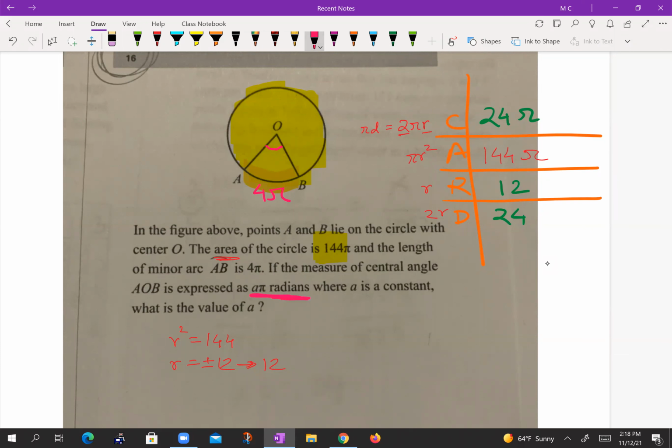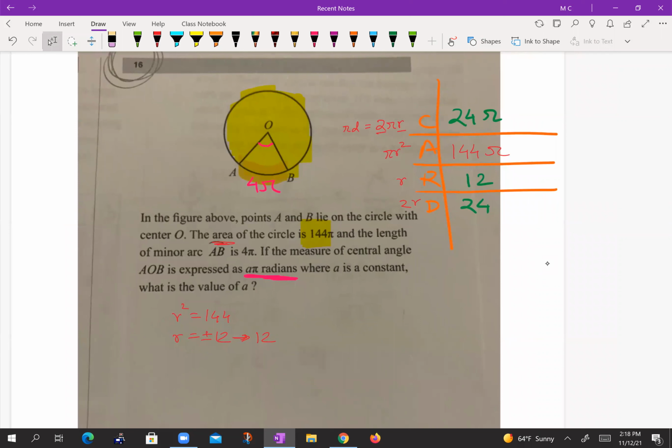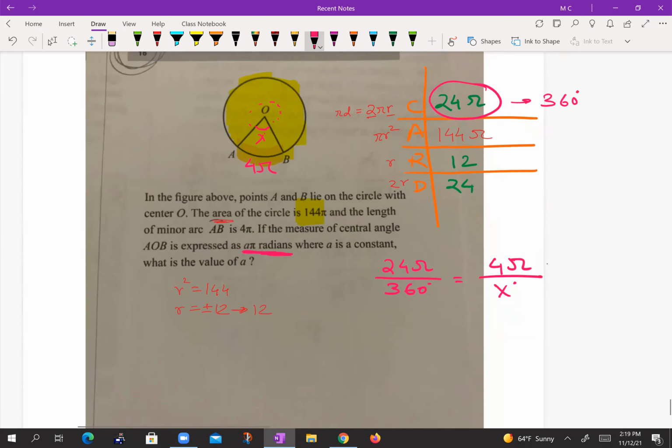Now, we know the circumference. We can use the circumference to find that because the circumference will have 360 degrees. It goes around the circle, 360 degrees. So you can do a little bit of cross multiplication to solve it. Because 24 pi over 360 degrees must be equal to, let's call it x degrees, that's 4 pi. So what is x? You can cross multiply.